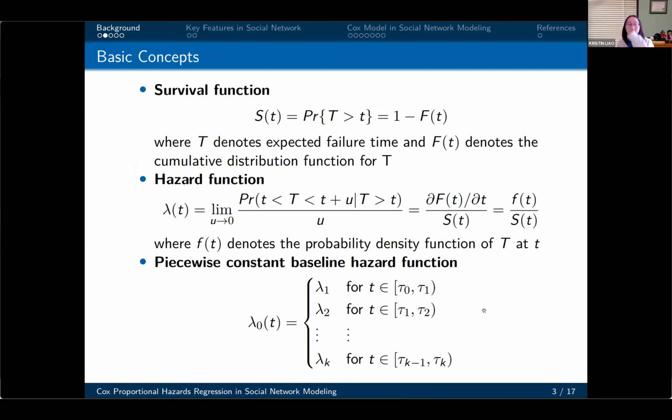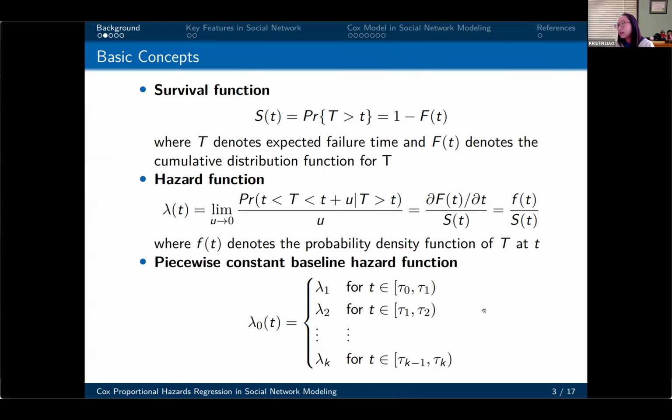Now, with the data setup, let's introduce some basic concepts. We've just heard about the survival function, which is the probability that the event doesn't happen until after time t. And there's the hazard function, which is the instantaneous rate that the event will happen at time t. There are different assumptions about the shape of the baseline hazard function.